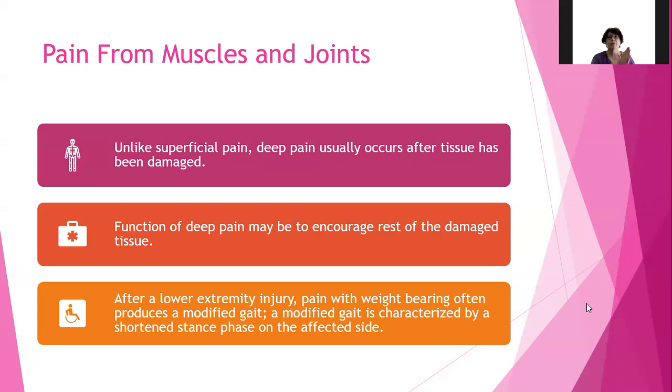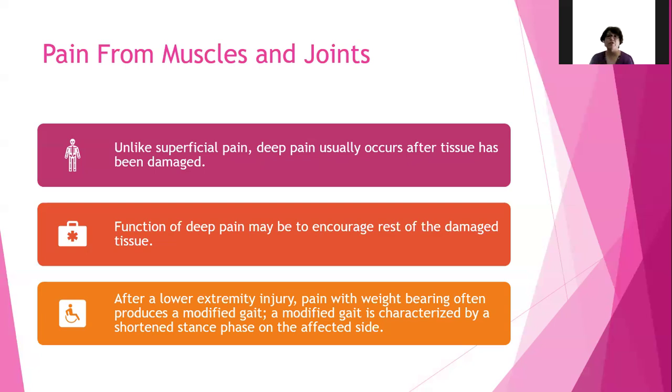So unlike superficial pain, deep pain usually occurs after tissue has been damaged. So the function of deep pain may be, I mean, nobody really knows, but it may be to encourage rest of the damaged tissue. It's like, okay, this hurts, you've got to stop and rest it.